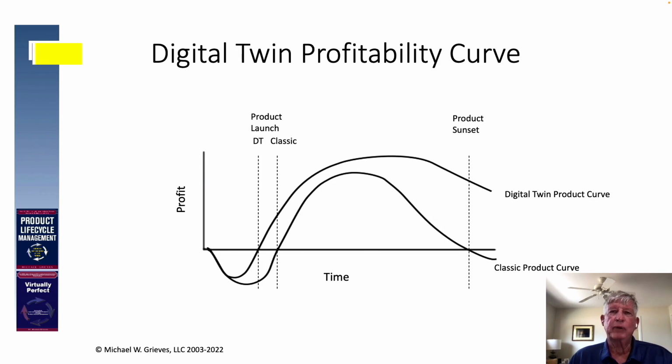The digital twin has the major opportunity of changing the profitability curve of today's organizations. If I look at profit over time, I wind up with some classic curves in terms of the profitability of organizations. The lower line, or the classic product curve, is this idea that we lose money as we're developing the product until we get to product launch and can sell some of it.